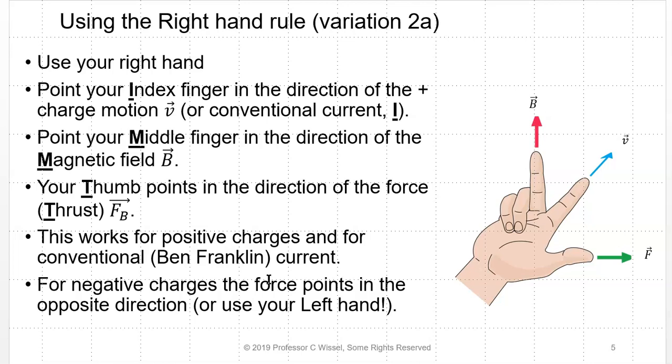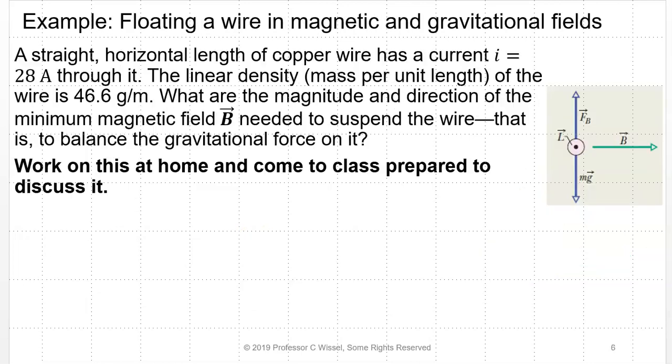You point your index finger, which is your current finger, or the charged motion finger, in the direction of current, and of course, this is conventional current. I for index, I for current. You point your middle finger in the direction of the magnetic field, M for middle. Your thumb then points the direction of the force, or thrust, FB. Now this works for positive charges in conventional Ben Franklin current. For negative charges, the force will point in the opposite direction, or you use the patented Carroll-Whistle left-hand rule for negative charges.